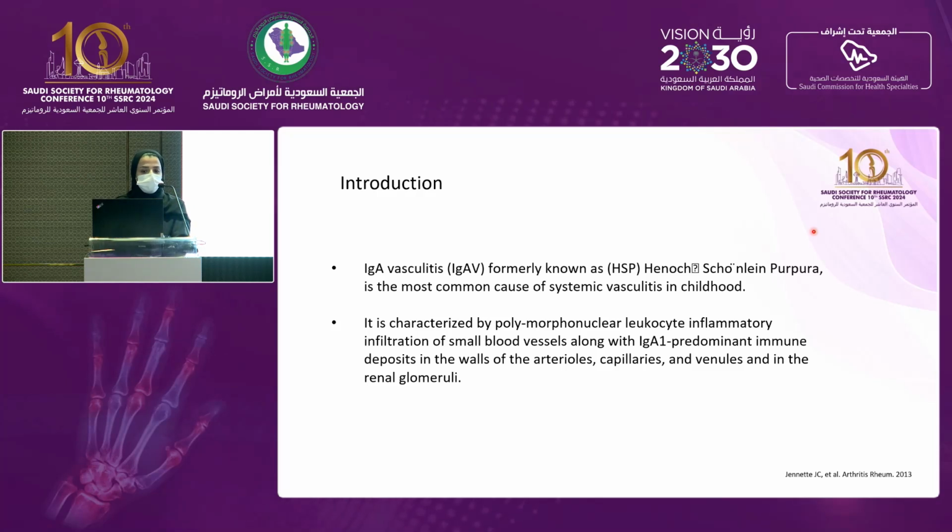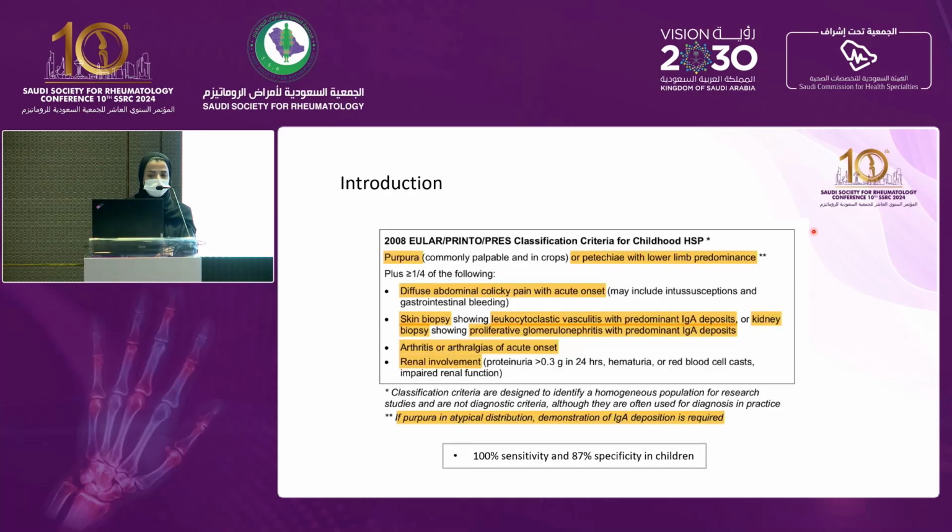So IgA vasculitis, formerly known as HSP, Henoch-Schönlein purpura, which are currently used, we use both names interchangeably. And during my presentation, I will use the two names. IgA vasculitis is the most common cause of systemic vasculitis in childhood. And as we know, it is characterized by polymorphonuclear leukocyte inflammatory infiltration of the small blood vessels, along with IgA1 deposits in the wall of arterioles, capillaries, venules, as well as the renal glomeruli.